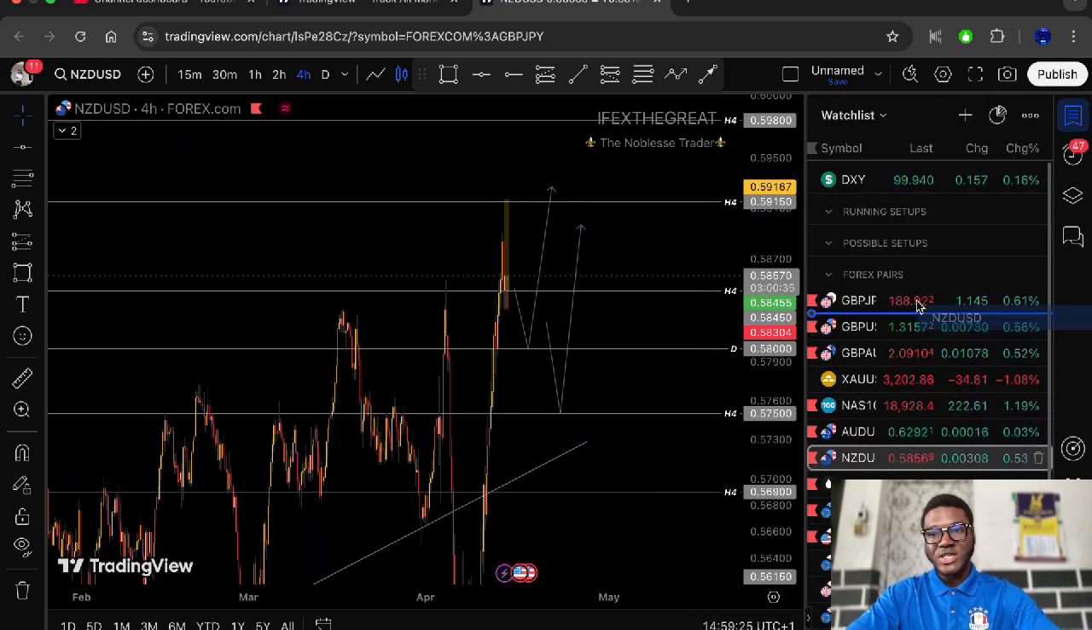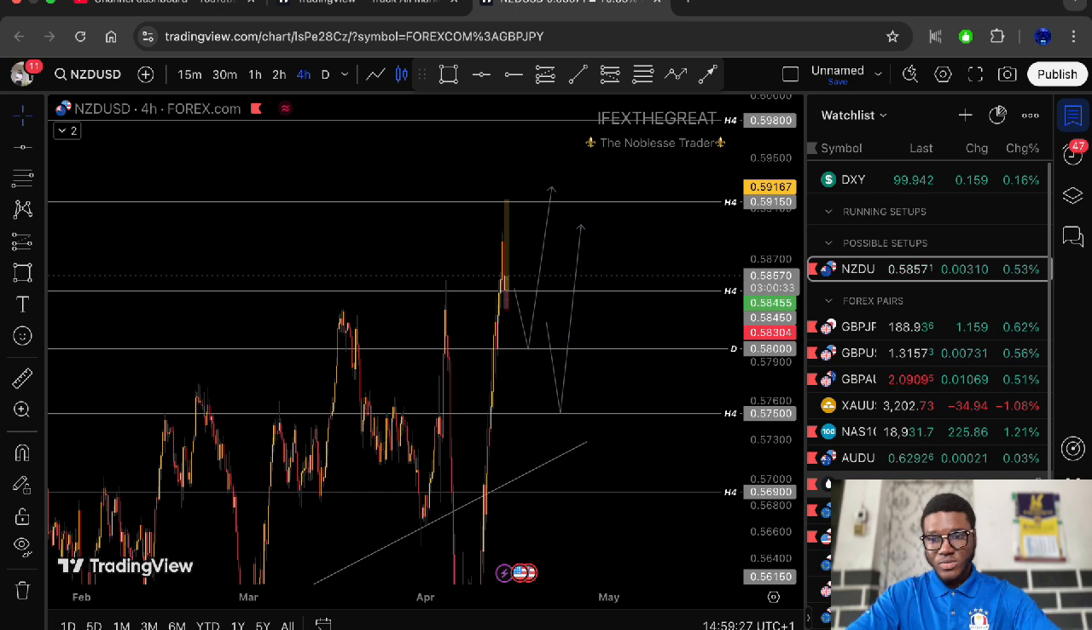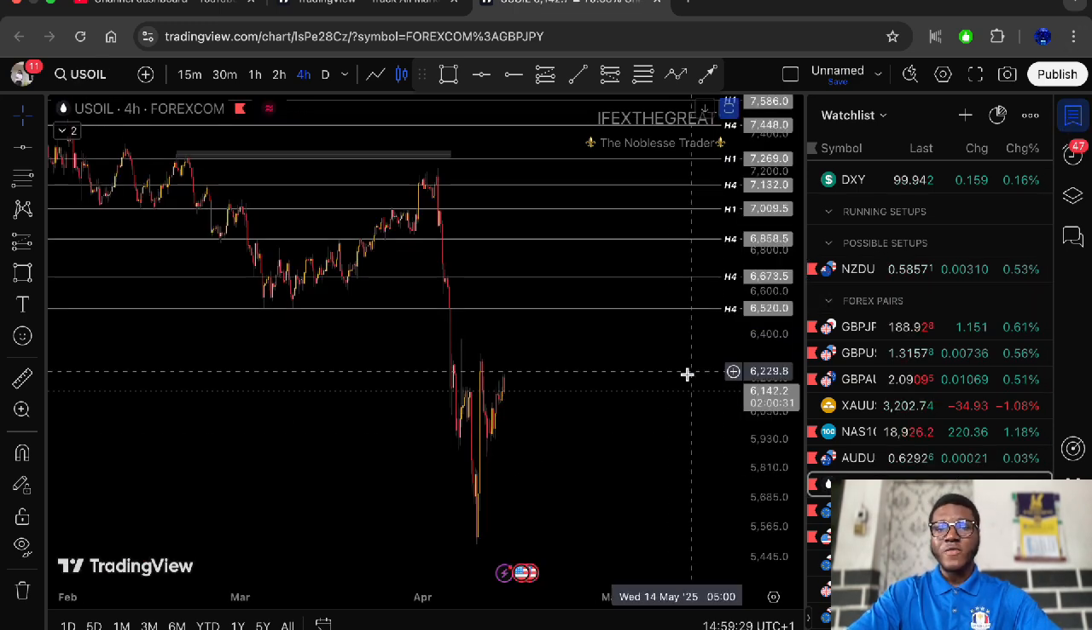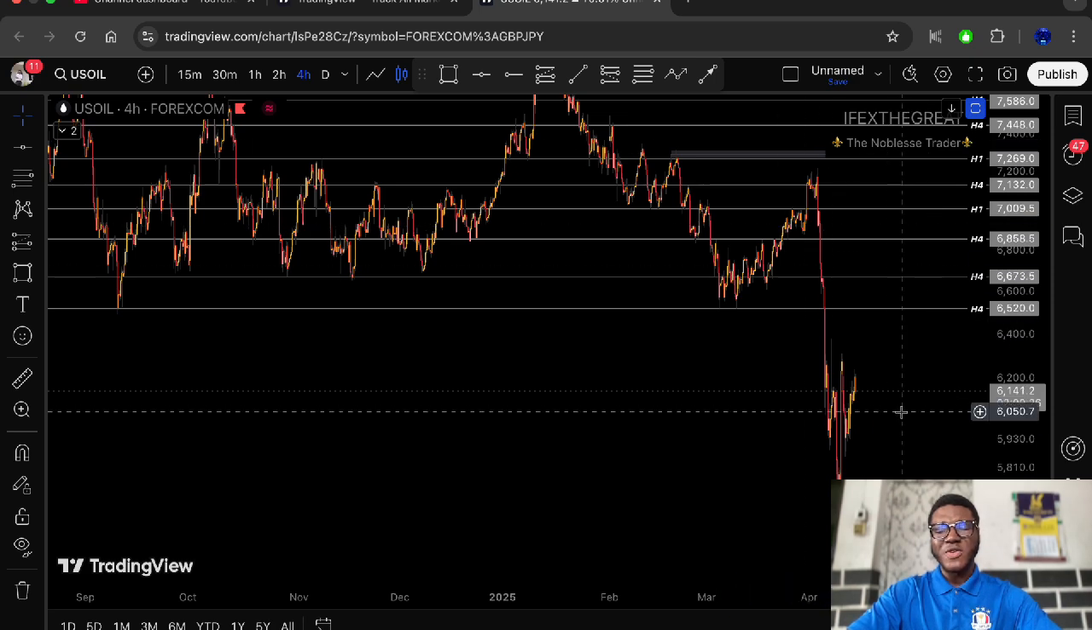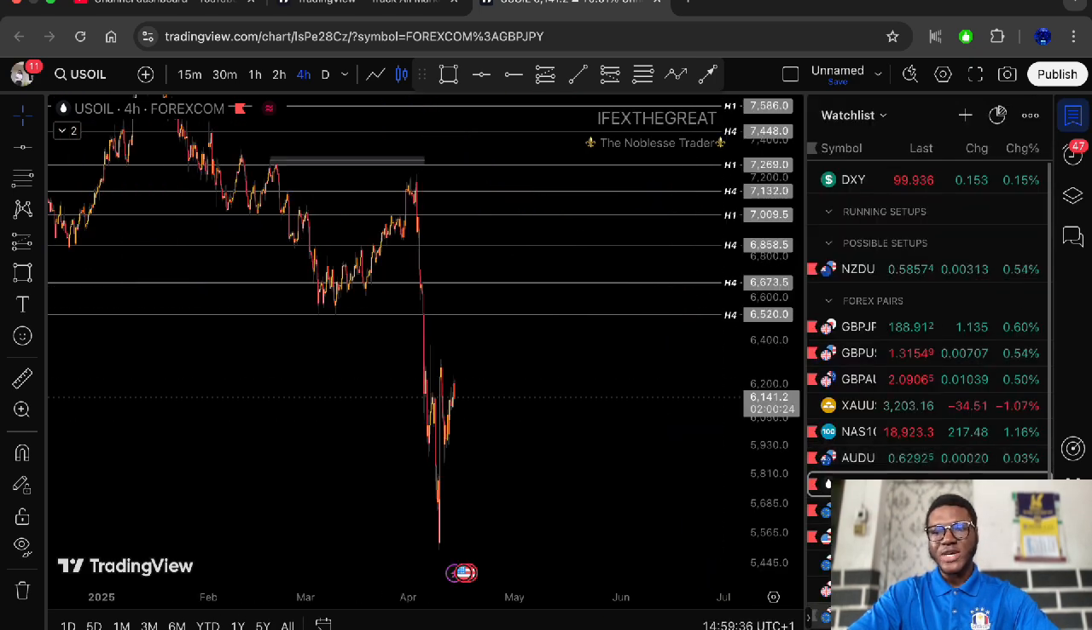So I'll move it over to possible levels that we have today. So next pair, weekly analysis, US oil. Yes, we're just going to wait for it to get one of these levels before we actually see what we can do. So in the meantime, we ignore that.